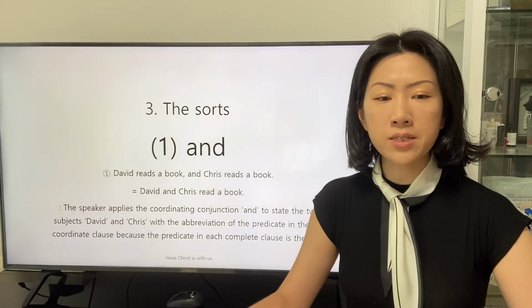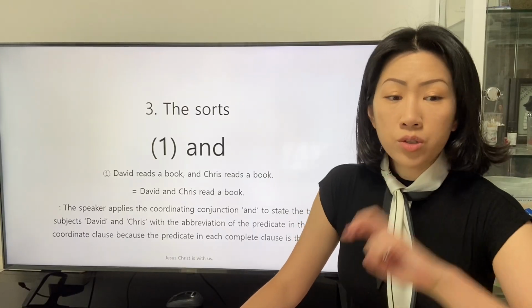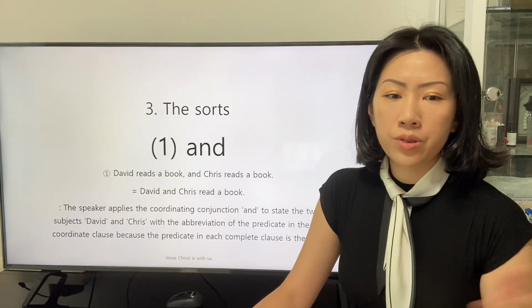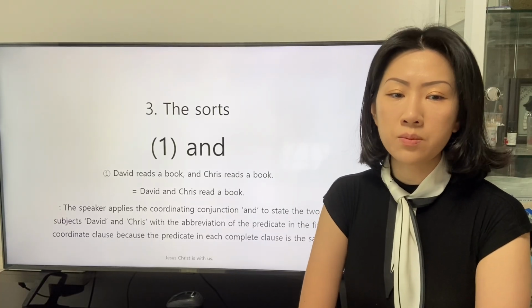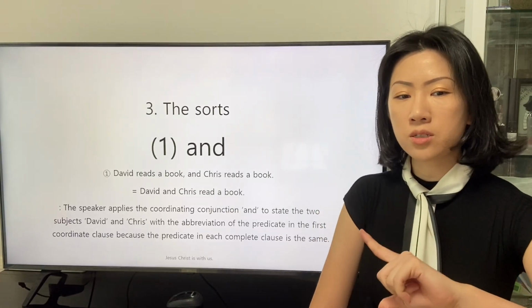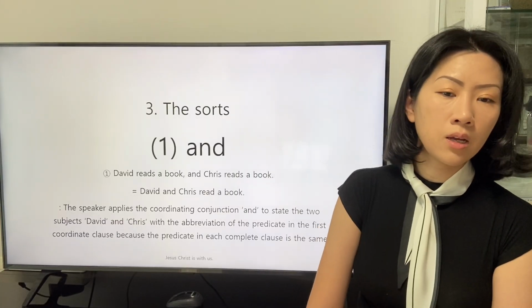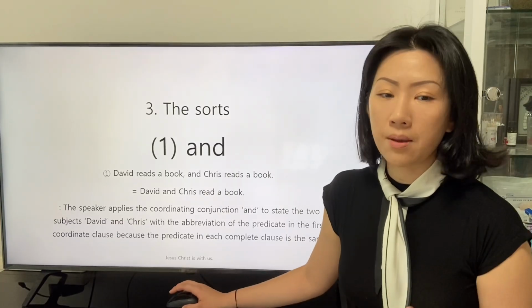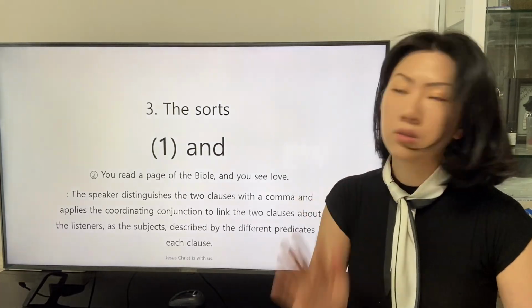The speaker applies the coordinating conjunction and to state the two subjects, David and Chris, with the abbreviation of the predicate in the first coordinate clause because the predicate in each complete clause is the same. There is the second example.